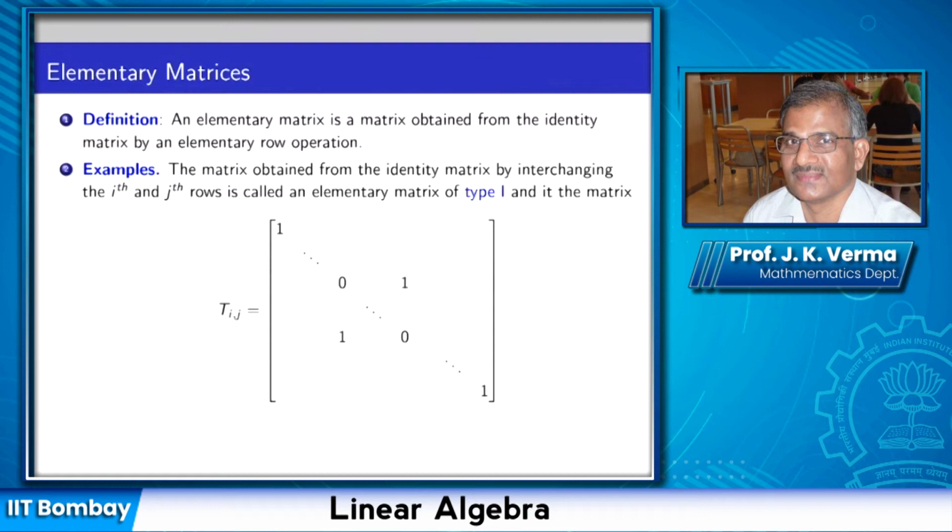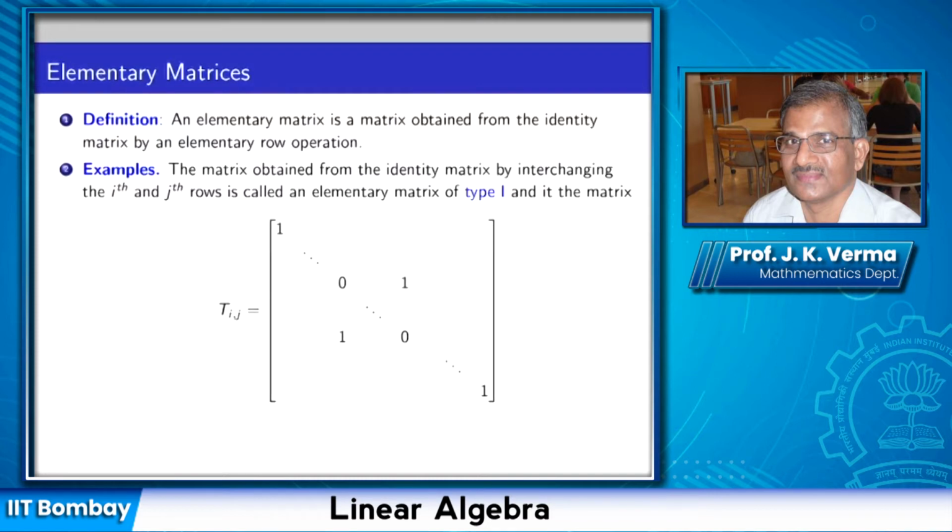So if I take Tij and multiply Tij with A, so Tij is an n by n matrix. So in order to multiply, A must be an n by m matrix. So this matrix is obtained from A simply by interchanging ith row and jth row. So this becomes jth row and this becomes ith row, and other rows remain the same. So Tij A is obtained from A simply by interchanging ith row of A with the jth row of A. That is the action.